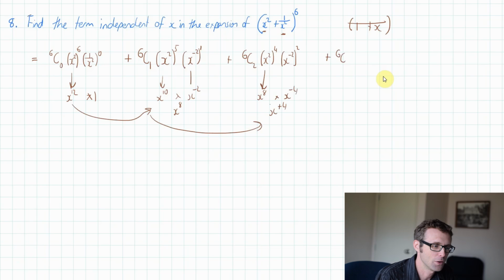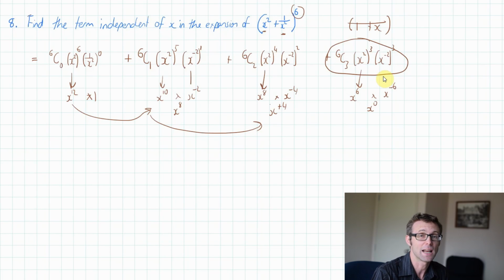6 choose 3 x squared, and we're doing that to the power of 3. And we've got our x to the minus 2, and that's to the power of 3 also. This gives us x to the power of 6, and this gives us x to the power of minus 6. When you add those indices, you get x to the 0. So this is going to give us our term independent of x. If this is a bit fuzzy, don't worry, we're going to have plenty of time to go over it. So the last step is to work out what that term is.